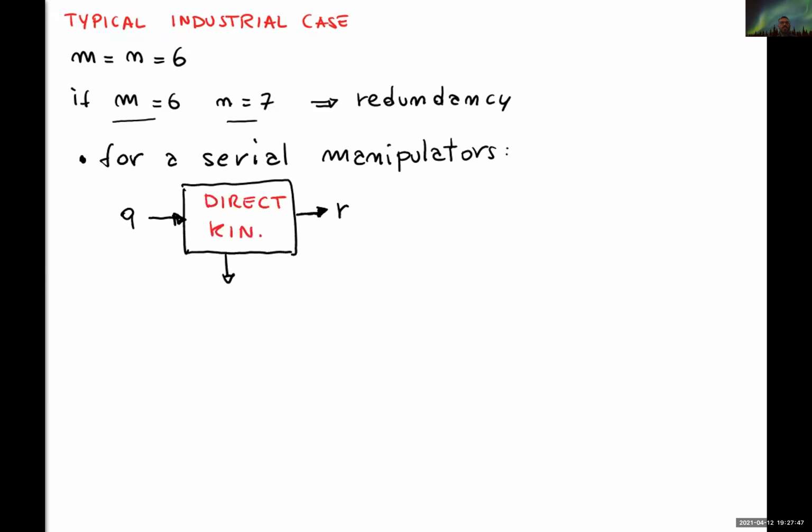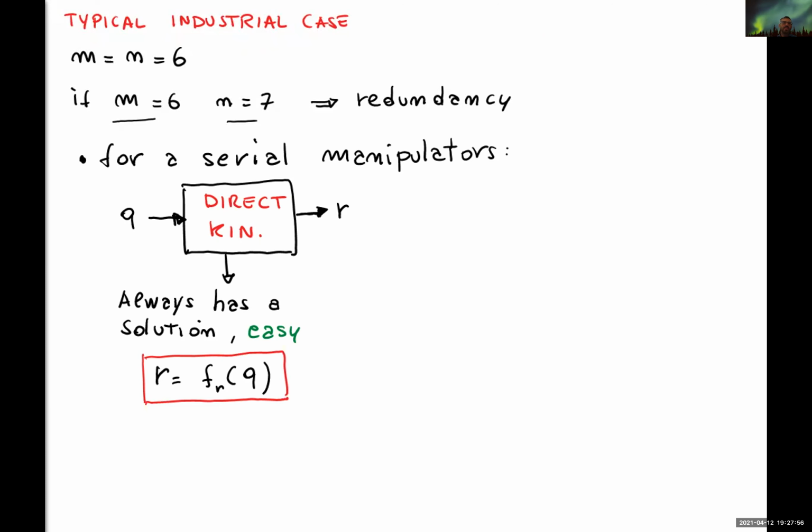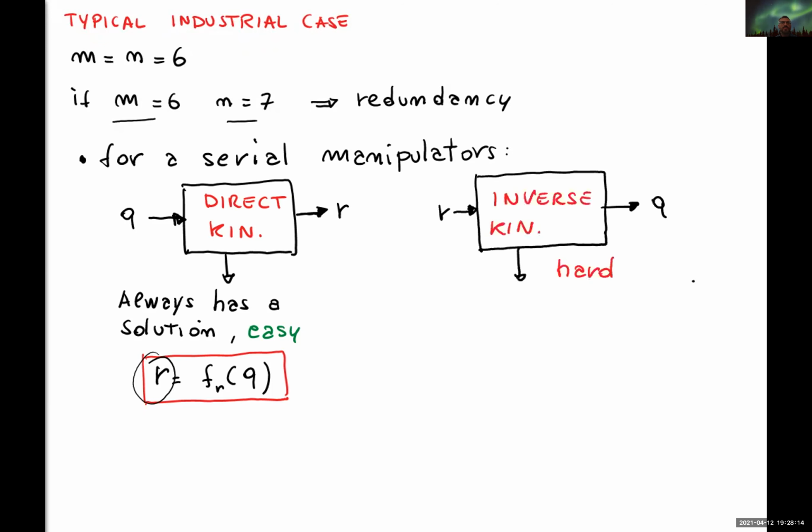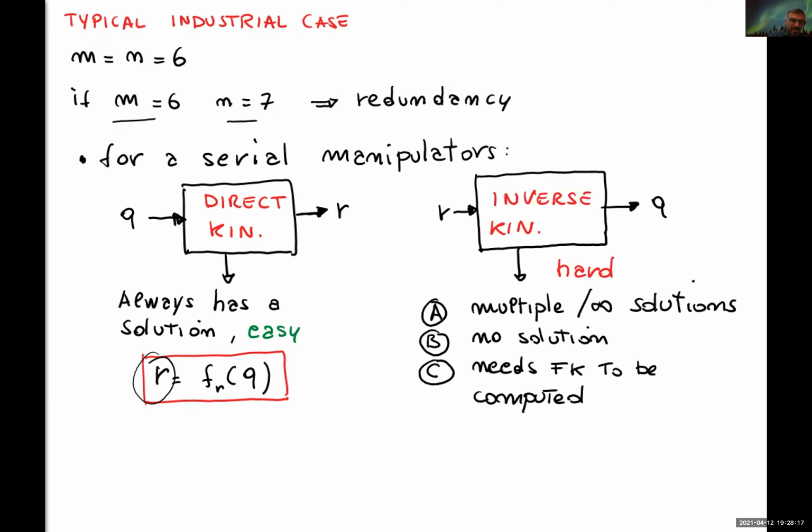And for serial manipulators, again, we can say that we always have a solution for the direct kinematics. And this is the mapping. We call direct kinematics the function of the joint variables that provides you the task variables. And inverse kinematics is the opposite. We have the task variables as input, and we get the joint variables as output.